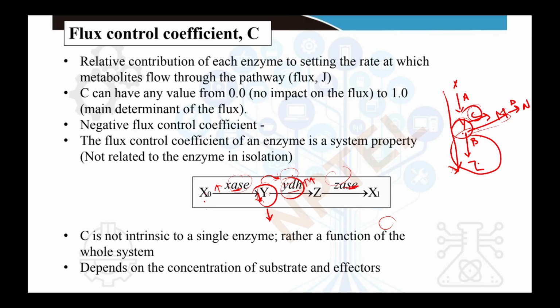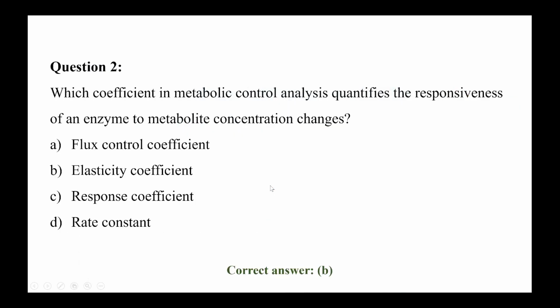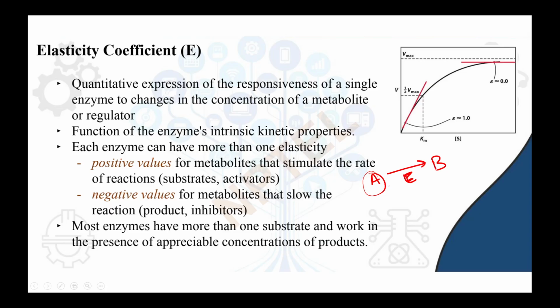Okay. For flux control coefficient, we are talking about the enzyme concentration, whereas when we are talking about elasticity coefficient, we are actually talking about the metabolite concentration. So either the activators or the inhibitors. We have studied different allosteric inhibitors also, right? Or allosteric activators. So the concentrations of all those metabolites will also come under elasticity coefficient.